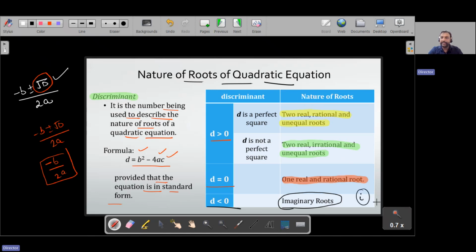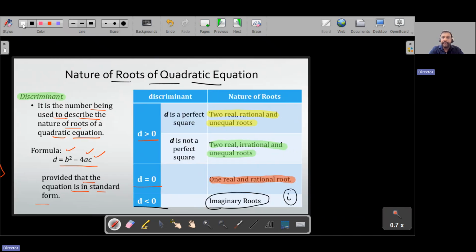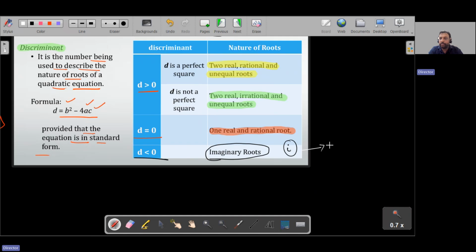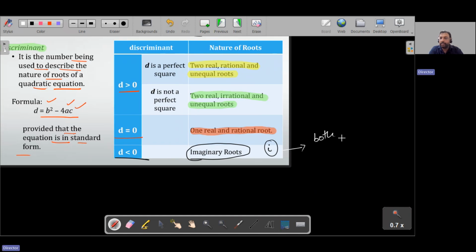Now, remember one thing. If D is less than 0, then both roots are conjugates of each other. Conjugate we have already studied. I hope you remember, everyone. Come on, give me a yes if you remember.